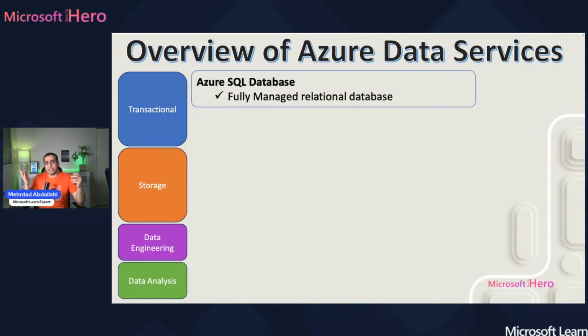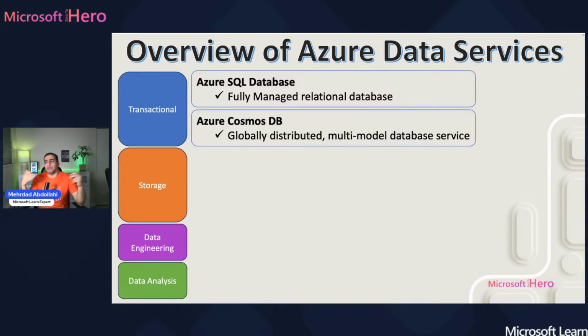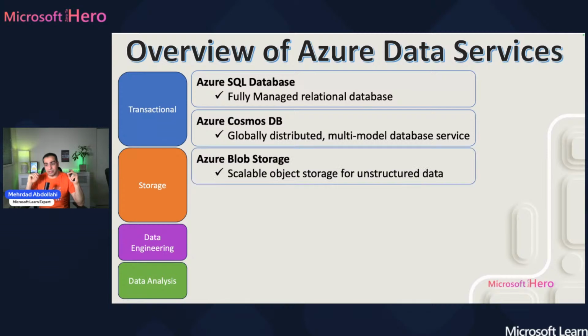For transactional data, we can mention Azure SQL Database, which is a fully managed relational database. And for NoSQL services, for semi-structured data and non-relational databases, we can mention Azure Cosmos DB, which is a globally distributed, multi-model database service. We will talk about them in detail later, and we will have some small demos for some items, not for all of them.